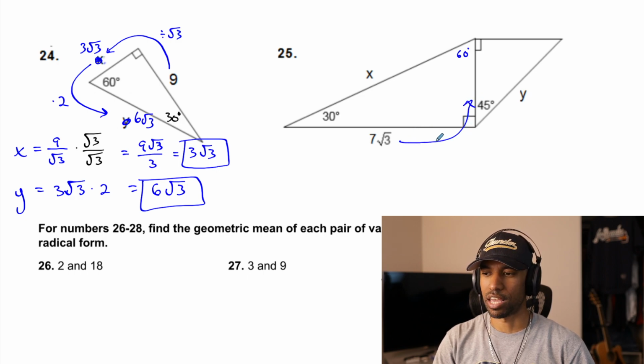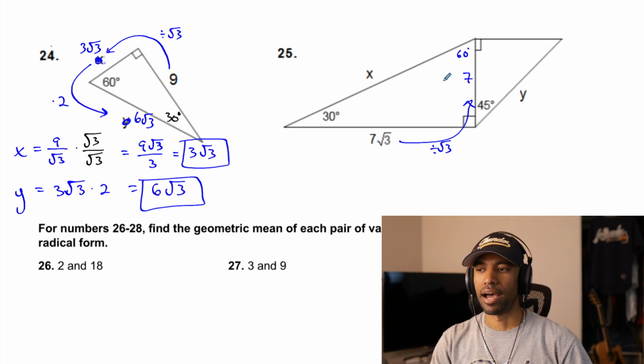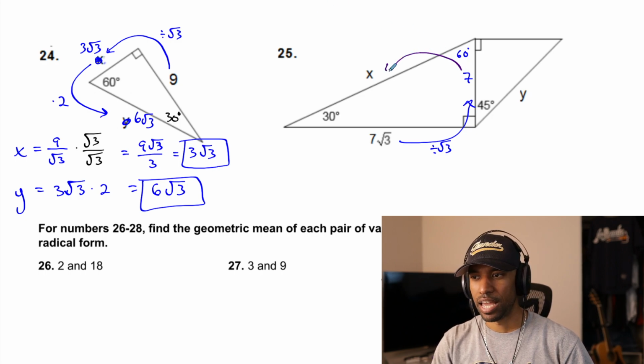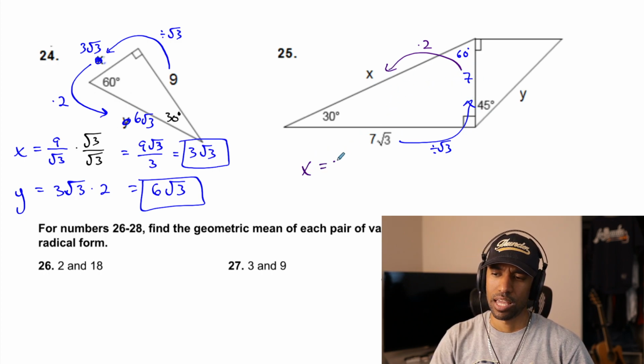I get to divide 7 root 3 by the square root of 3. Guys, here I'm going to get 7. There I'm going to get 7, right? Now, to get to the hypotenuse of this guy, I need to multiply by 2, right? The 30, 60, 90 is 1 to 2 to root 3. So multiply 7 by 2. X is 7 times 2, which is 14.